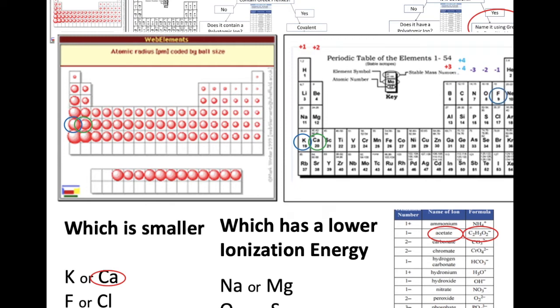For fluorine, we see it here over on the right. Chlorine's directly beneath it, right here and here. So if you move down on the periodic table, things get bigger, which means fluorine must be smaller than chlorine.